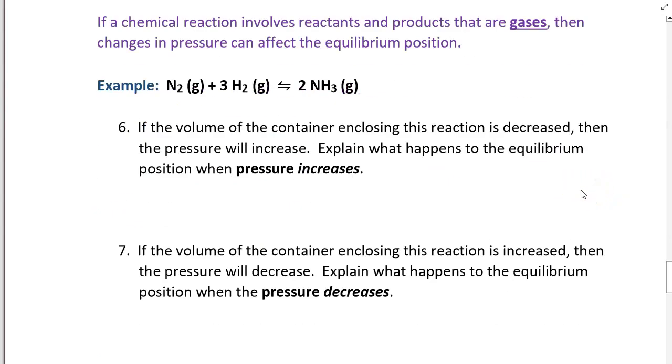If a chemical reaction involves reactants and products that are gases, then changes in pressure can affect the equilibrium position. Here's an example. Nitrogen gas plus hydrogen gas makes ammonia. And this reaction is reversible. Question 6. If the volume of the container enclosing the reaction is decreased, then pressure will increase. Explain what happens to the equilibrium position when pressure increases.